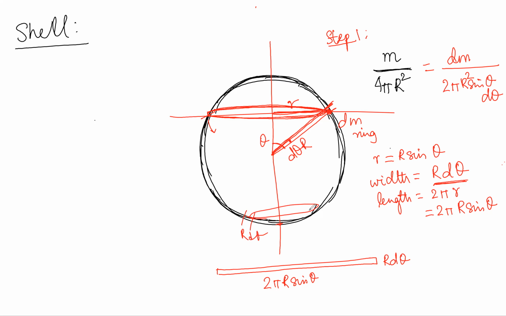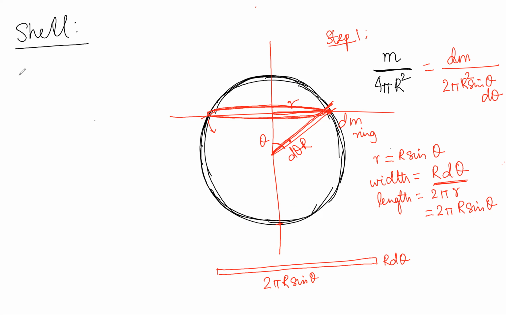And now if you take this, what is that? That is the circumference. How much will the circumference be? That will be equal to 2 pi r. So keep this much in mind: 2 pi r is the circumference, and its size is r d theta. So what is the area? Length into breadth, 2 pi r sin theta multiplied by r d theta, so 2 pi r square sin theta d theta. Our step 1 is complete.